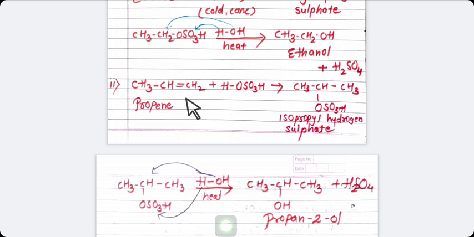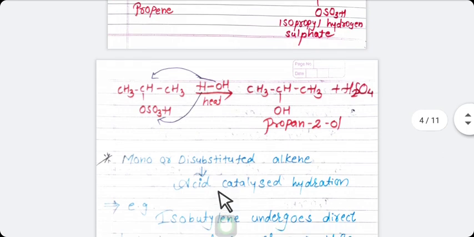Always remember students, you have to take the negative part with the carbon atom that carries less number of hydrogen atoms. So you can get isopropyl hydrogen sulfate. Now this isopropyl hydrogen sulfate is heated with water. The same procedure is there. Your hydrogen is attached with the OSO3H group and OH is attached with the alkyl group.